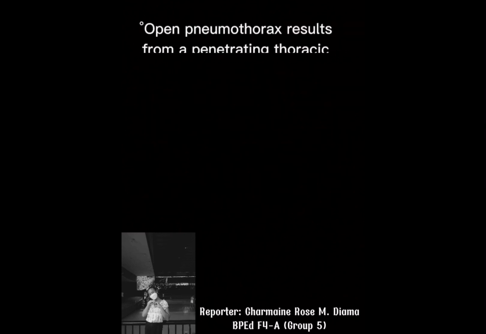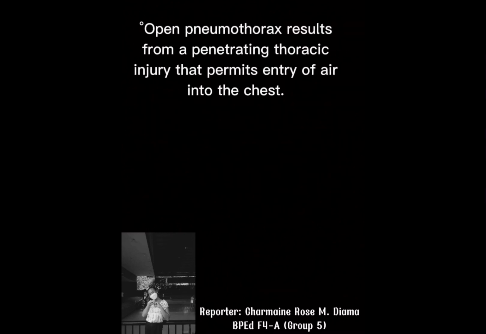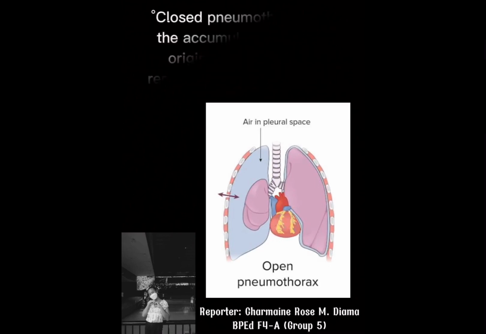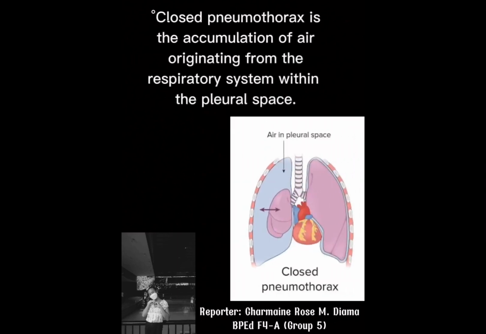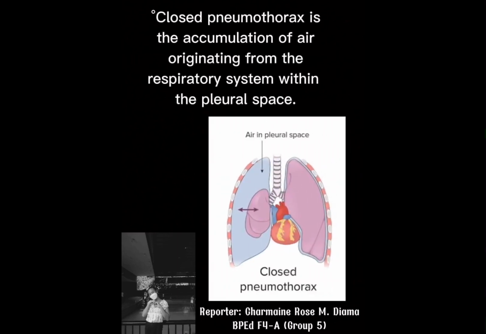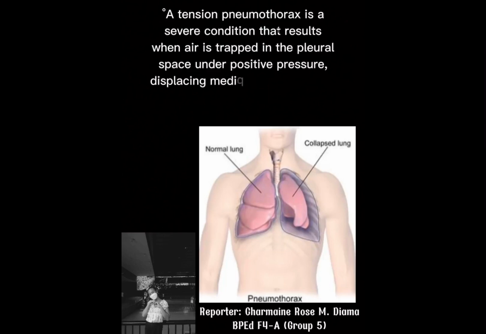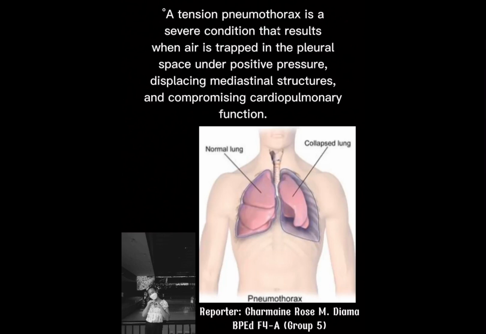pneumothorax. Open pneumothorax results from a penetrating thoracic injury that permits entry of air into the chest. Closed pneumothorax is the accumulation of air originating from the respiratory system within the pleural space. Tension pneumothorax is a severe condition that results when air is trapped in the pleural space under positive pressure, displacing mediastinal structures and compromising cardiopulmonary function.